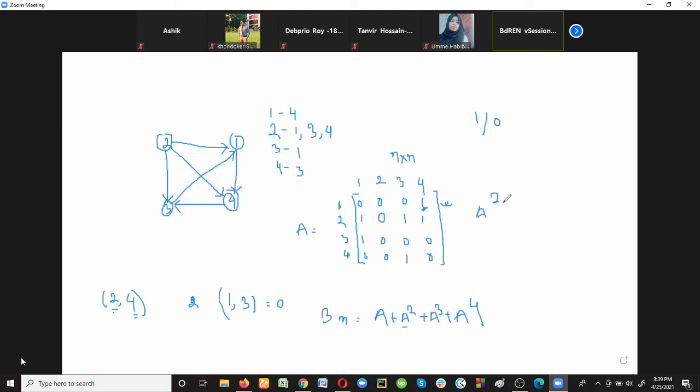How can we get A square? By multiplying A with A. And we know how to multiply two matrices. At first, you have to find out the number of columns of the first matrix and the number of rows of the second matrix. If the number of columns of the first matrix and the number of rows of the second matrix are equal, then matrix multiplication is possible. So A square equals A dot A. Then how can you get A cube? A cube is A square dot A, and A to the power 4 equals A cube dot A. After multiplying all these matrices, we'll get some result. And after adding all those matrices, we can get the path matrix.